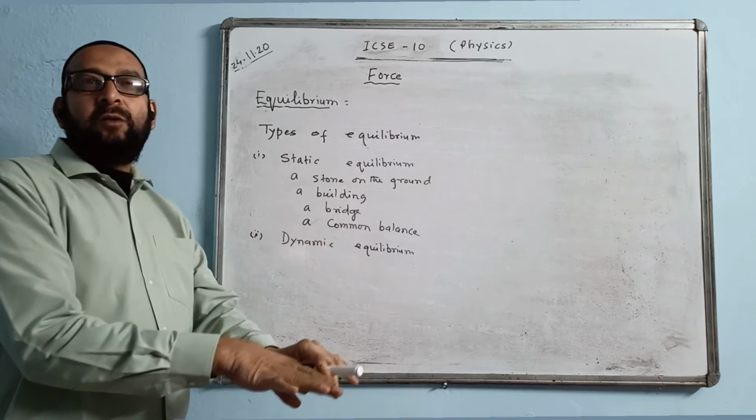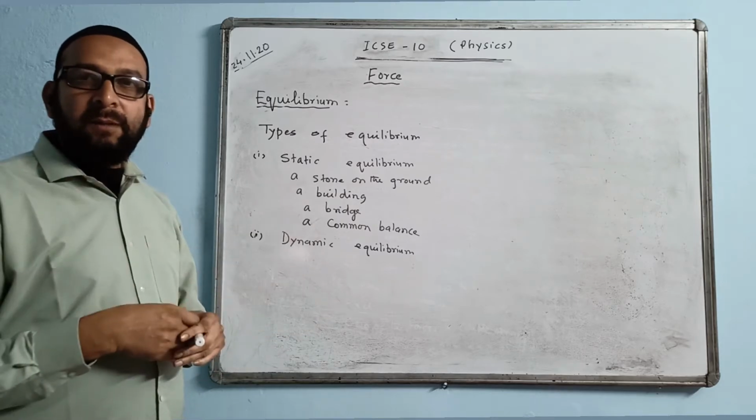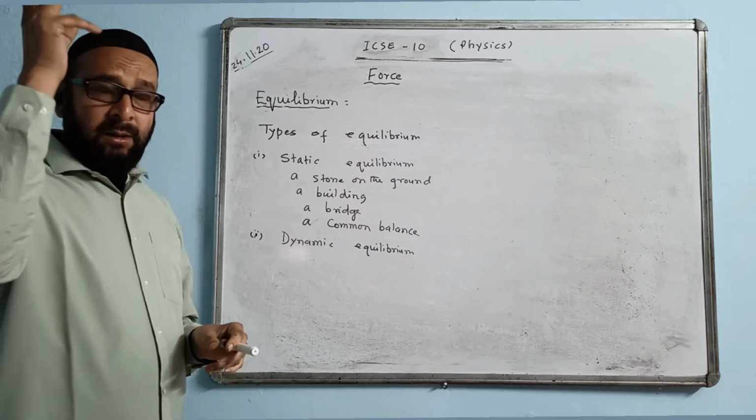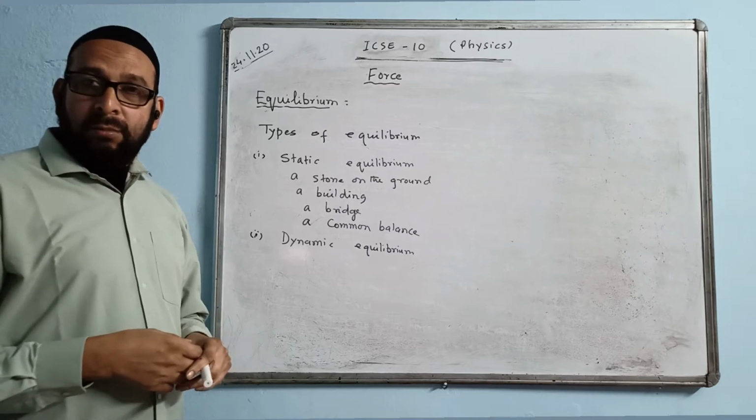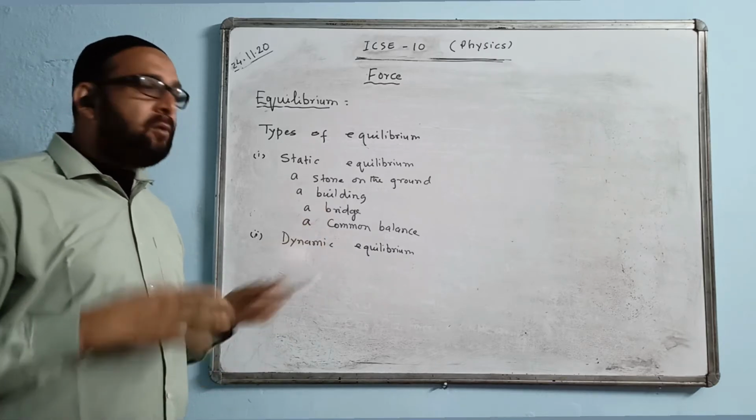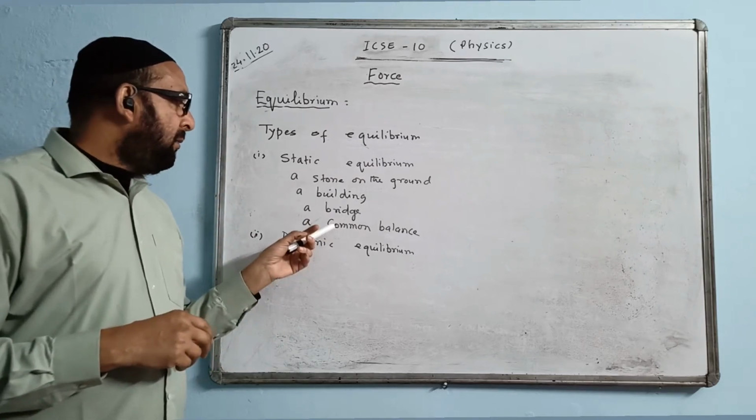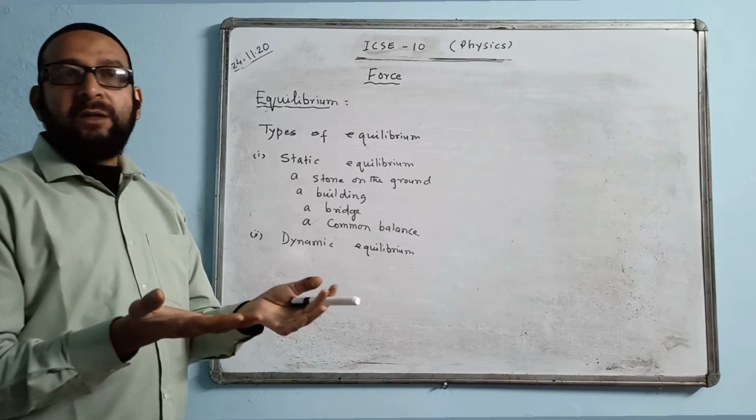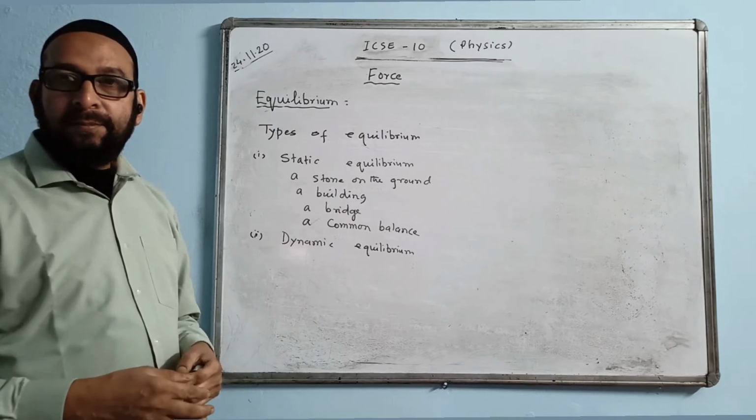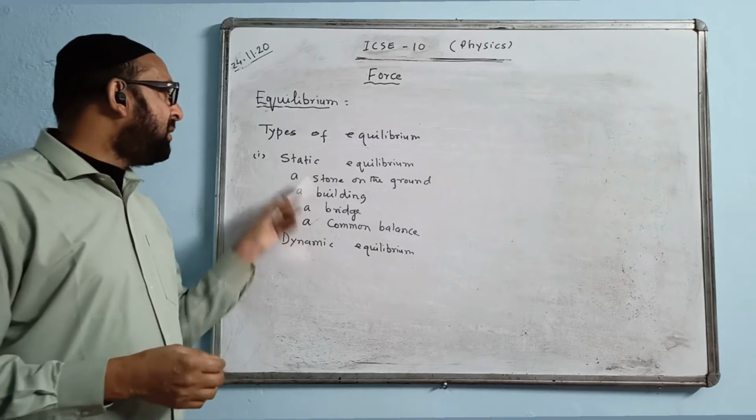A building remains at rest, though sometimes a heavy cyclone comes, sometimes rainfall takes place, sometimes a hailstorm. Bridges have so many cars flying over them, yet their state of rest does not change. They do not collapse, they remain at rest. So these are examples of static equilibrium.